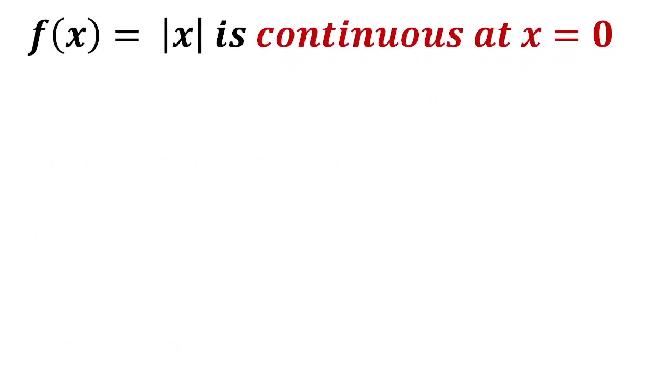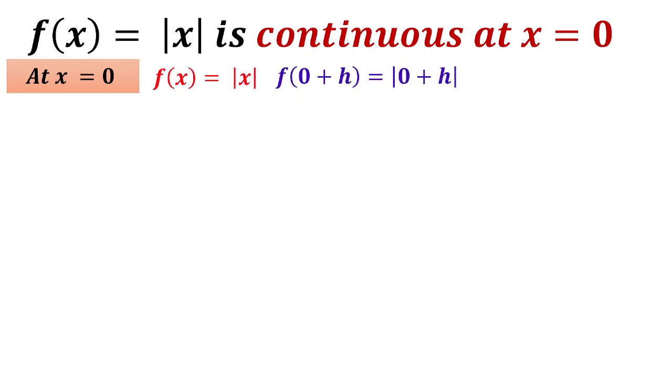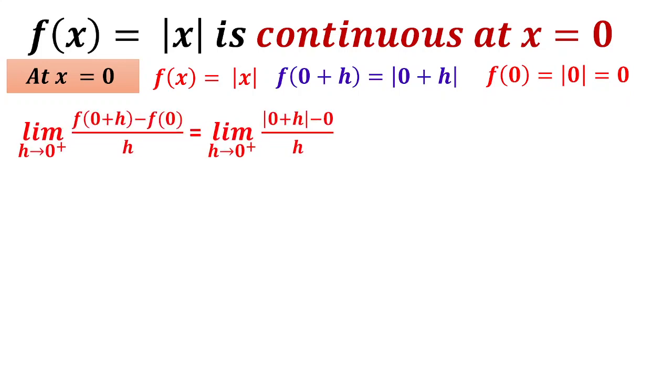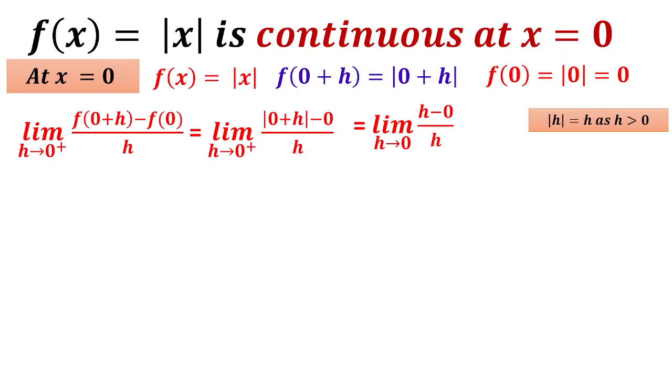Well, let us take one example. Modulus x is continuous. Already we know left limit is equal to right limit everywhere. But at x is equal to 0, f of x is mod x. What is f of 0 plus h? It is mod of 0 plus h, which is mod h. f of 0 is 0. Let us try to get the limit of this derivative. h goes to 0 plus of mod 0 plus h minus 0 upon h, that is mod h minus 0 by h. But remember, when h goes to 0 plus, h is greater than 0. Therefore, mod h is h. Therefore, the answer is 1.